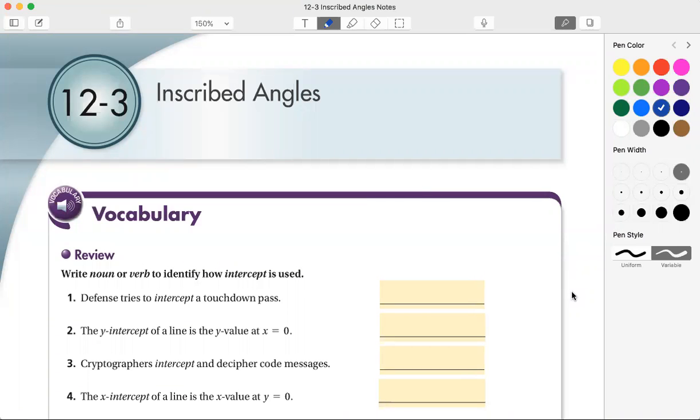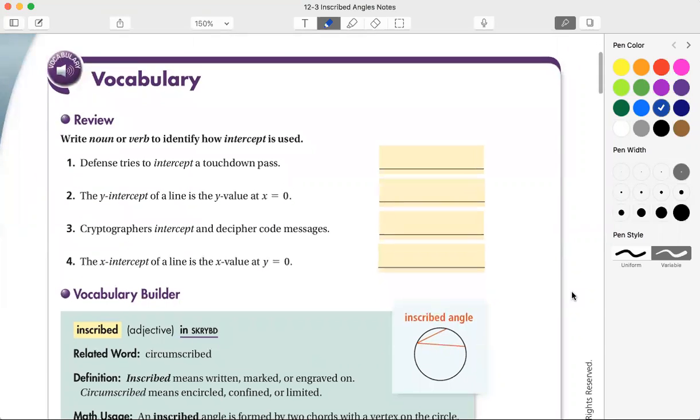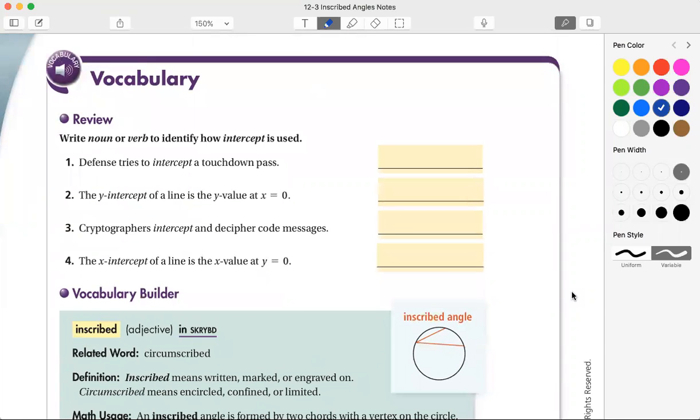All right, section 12-3, inscribed angles. So we're going to write the noun or verb to identify how intercept is used. Defense tries to intercept a touchdown pass. This should be a verb. The y-intercept of a line is the y value at x equals 0. This is a noun.